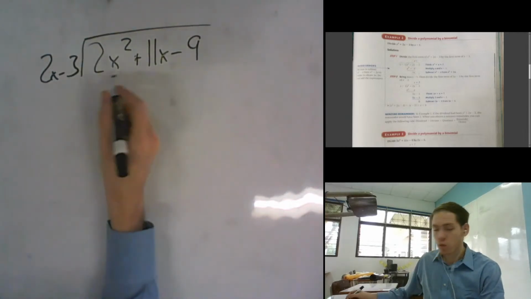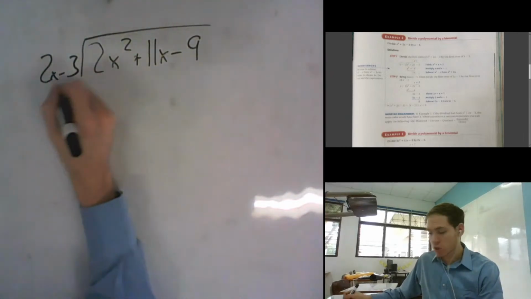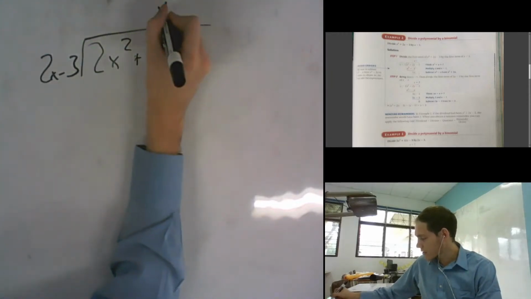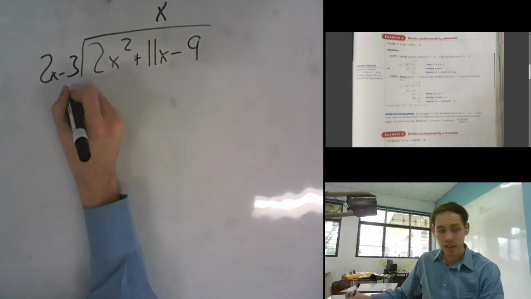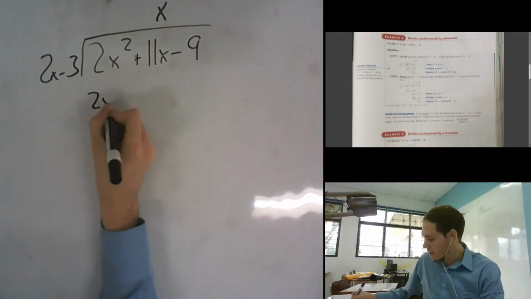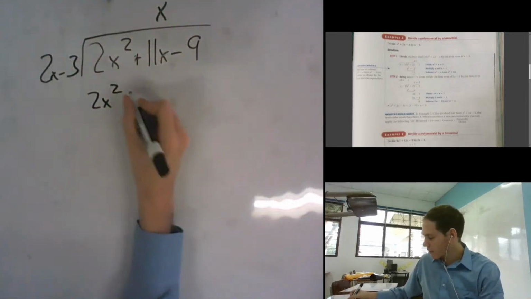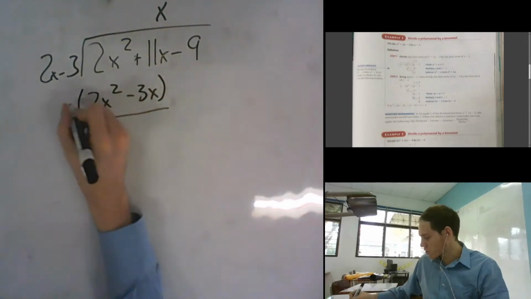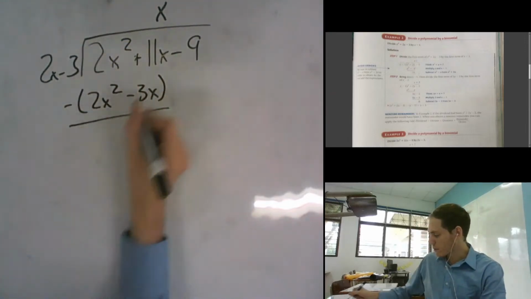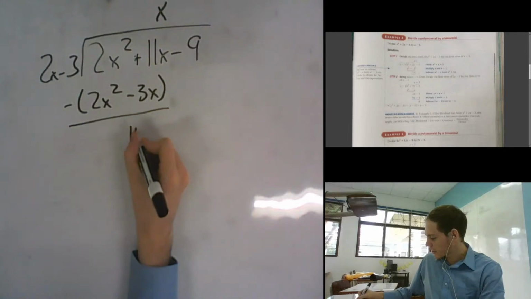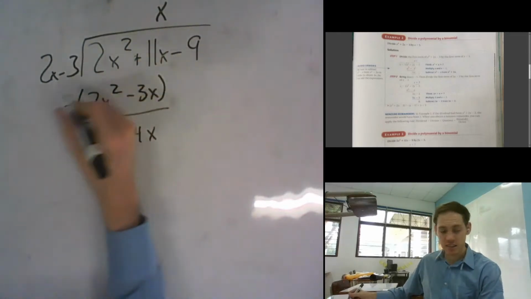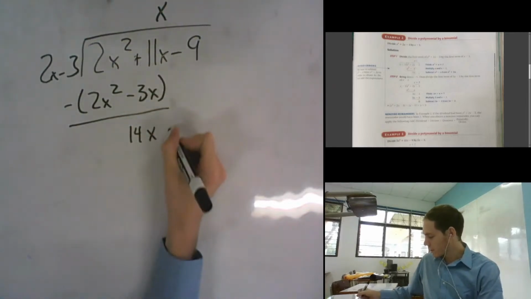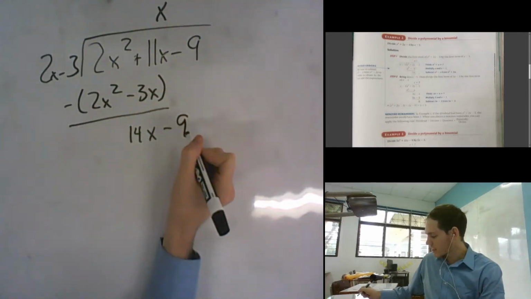Okay, first thing, we look at the first term. 2x squared divided by 2x. We get x. We multiply x times 2x minus 3. We get 2x squared, x times negative 3, negative 3x. Our step 3 is subtract. So this becomes 0. This becomes 14x. 11x minus a negative is positive, so 11 plus 3. Then step 4, we drop down negative 9.